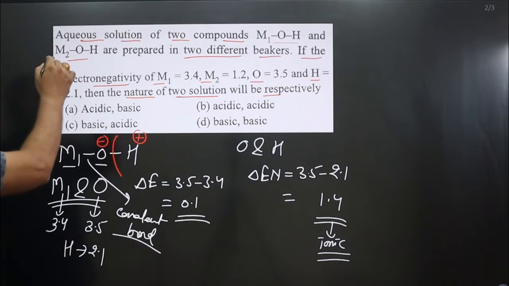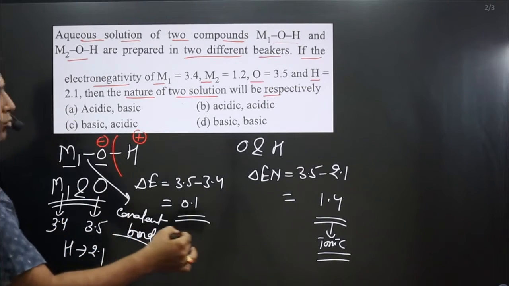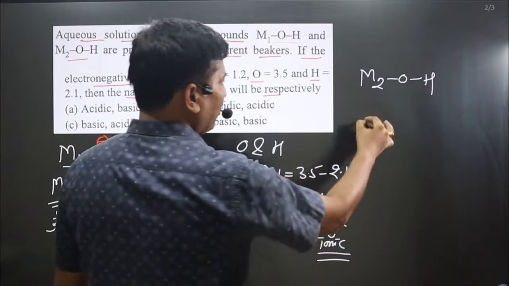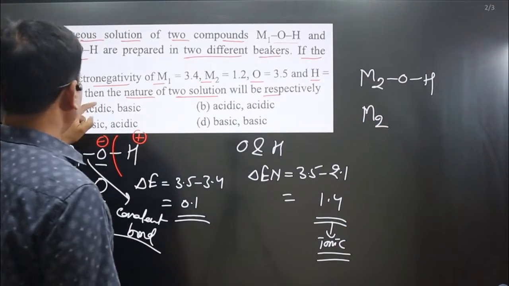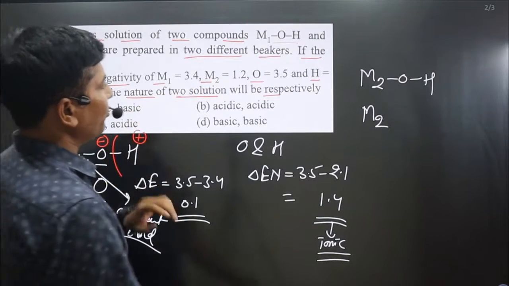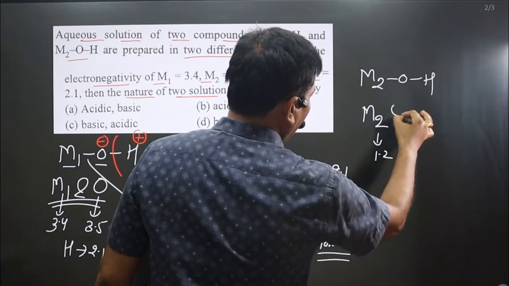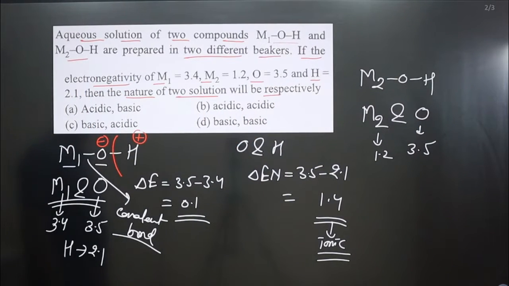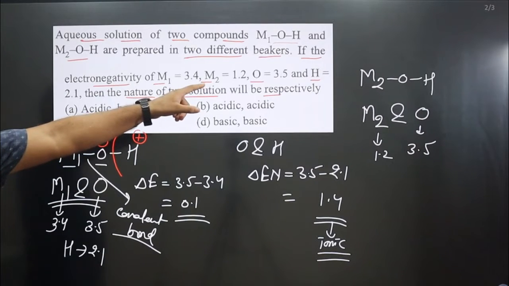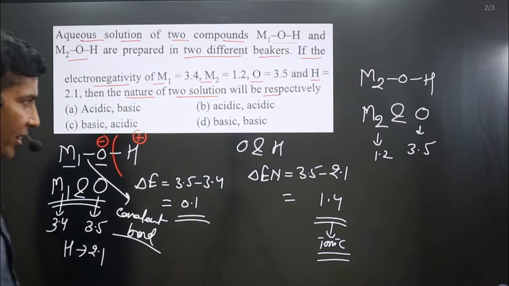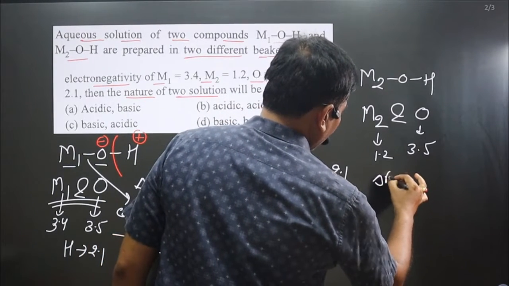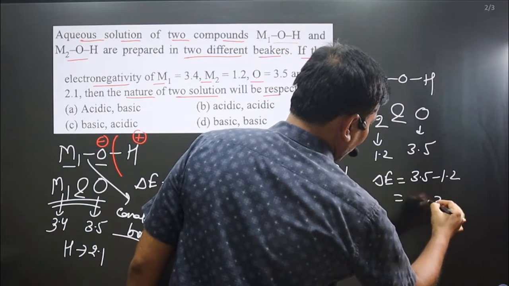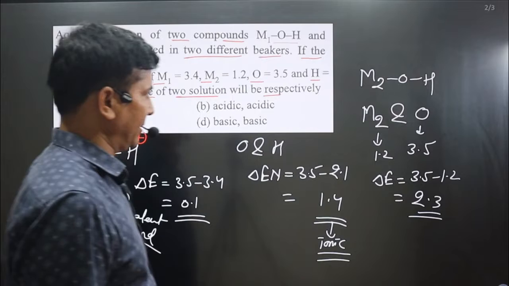Now move on to the next compound, M2-O-H. In this case we have M2, O and H. M2 electronegativity is 1.2, and oxygen is 3.5. Find the difference: 3.5 minus 1.2, so we are getting 2.3.